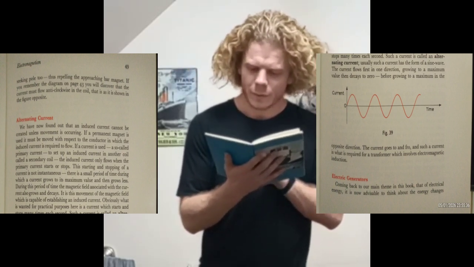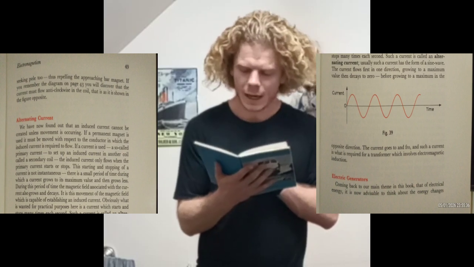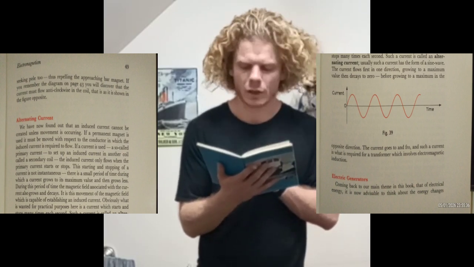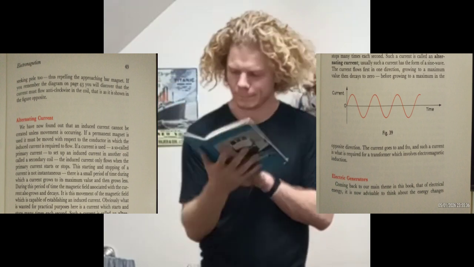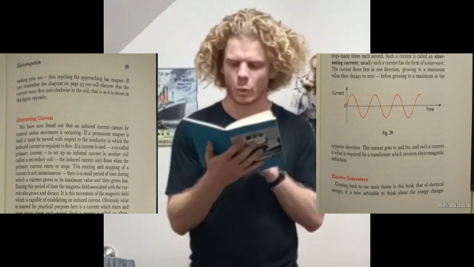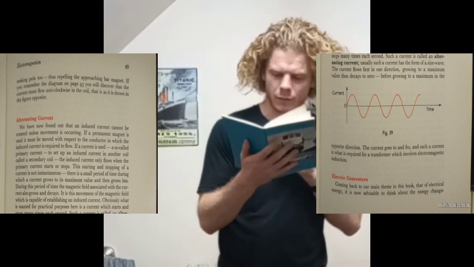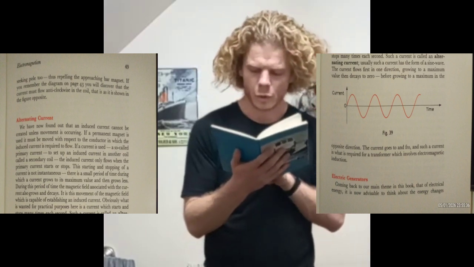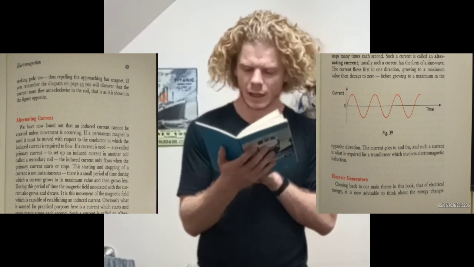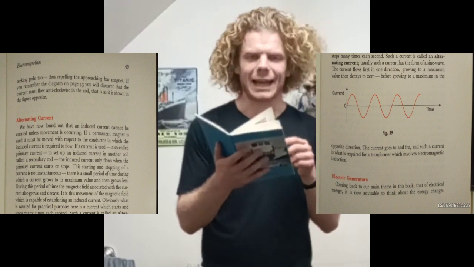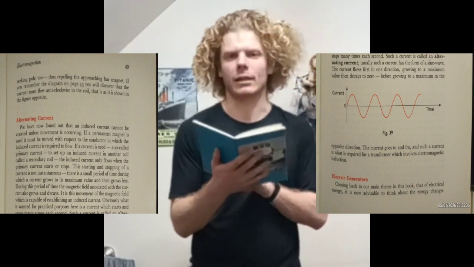Obviously, what is wanted for practical purposes here is a current which starts and stops many times a second. Such a current is called an alternating current. Usually, such a current has the form of a sine wave. The current flows first in one direction, growing to a maximum value, then decays to zero before growing to a maximum in the opposite direction. The current goes to and fro, and such a current is what is required for a transformer, which involves electromagnetic induction. I don't know what induction is. I don't understand it, but electromagnetic induction.